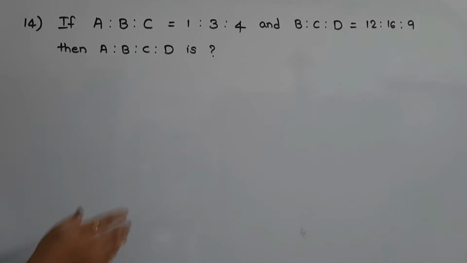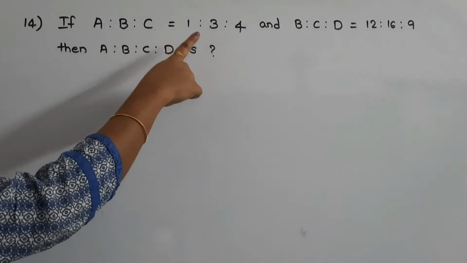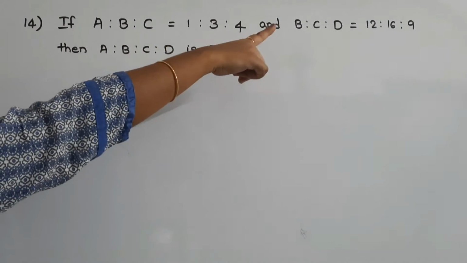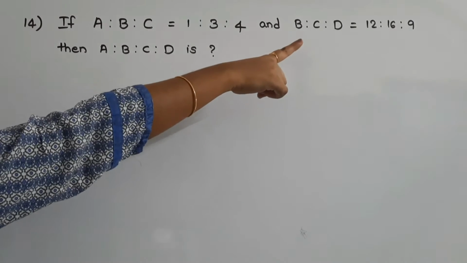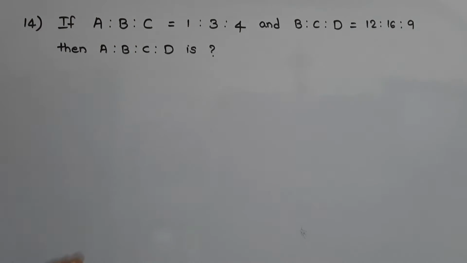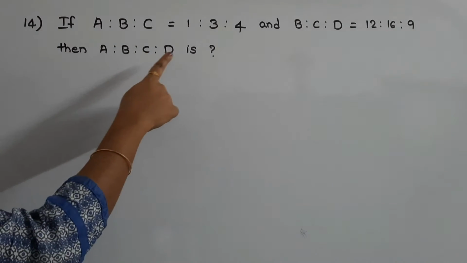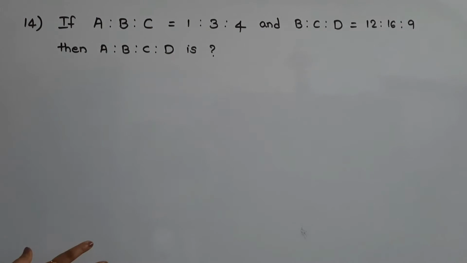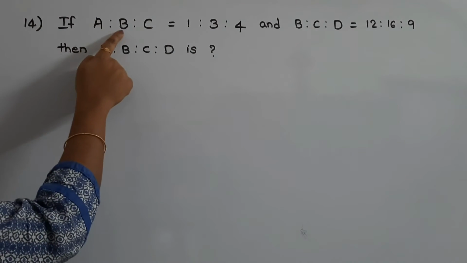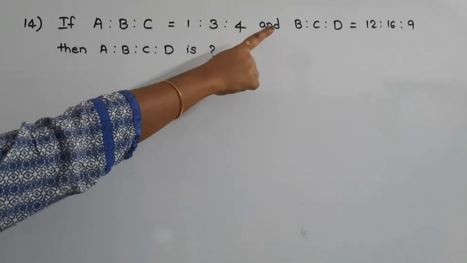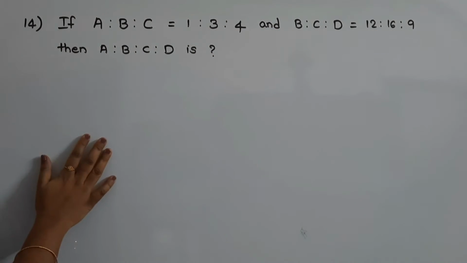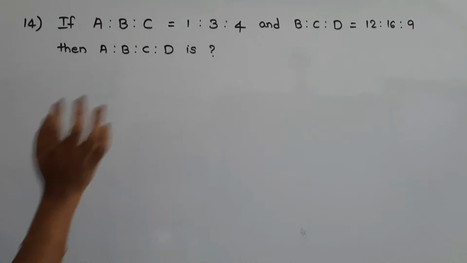The next question is, if A is to B is to C is 1 is to 3 is to 4 and B is to C is to D is equal to 12 is to 16 is to 9, then A is to B is to C is to D is. So in this question they have given the ratio of A, B and C and also B, C and D. So we need to find out the ratio of A, B, C and D.